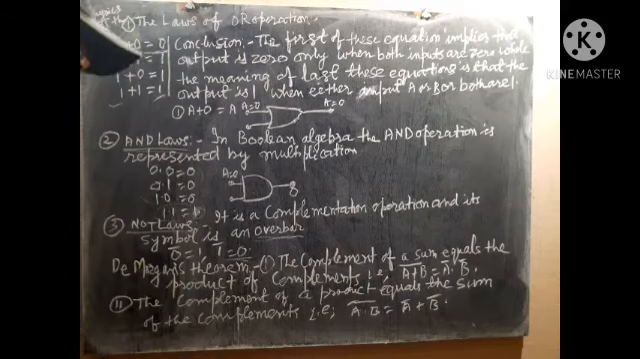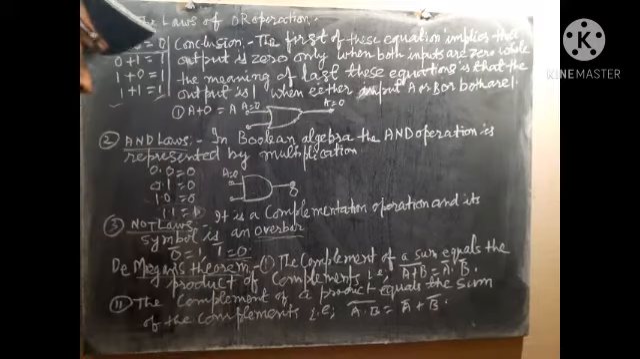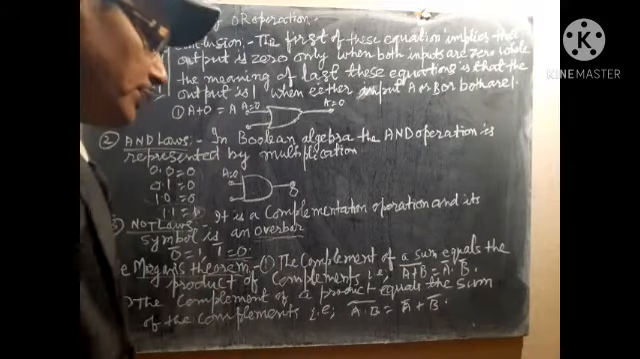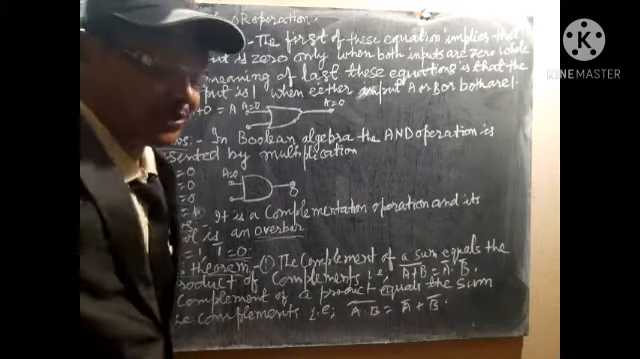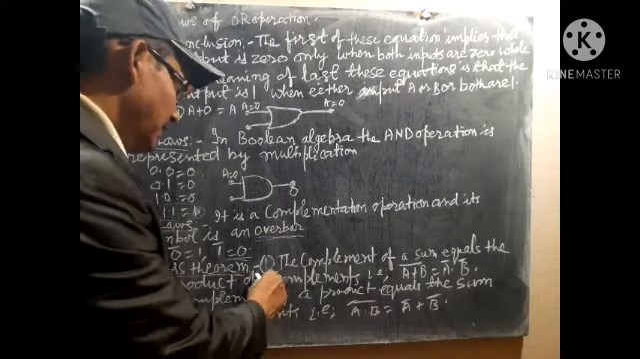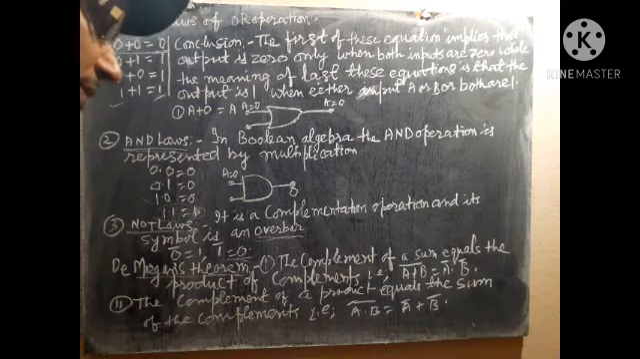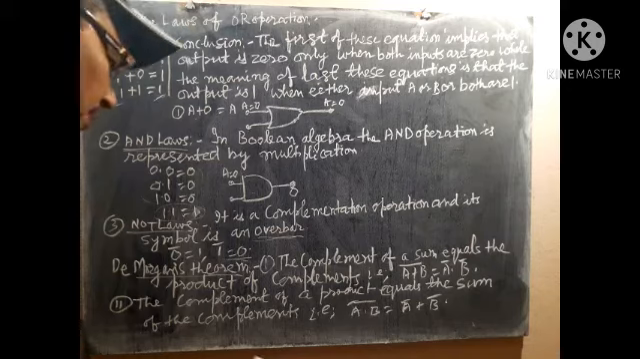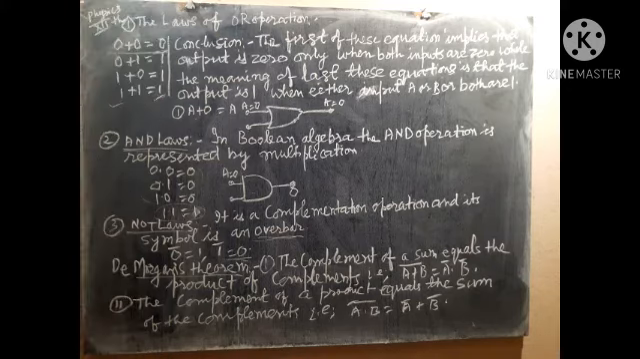De Morgan's theorem. Here there is De Morgan's theorem regarding electronics. De Morgan's theorem: the complement of a sum equals the product of complements, that is (A plus B) complement is equal to A complement into B complement. Very simple. The complement of a sum equals the product of complements, that is (A plus B) complement is equal to A bar dot B bar. The complement of a product equals the sum of the complements, just the opposite. (A dot B) complement is equal to A bar plus B bar. Okay, very simple thing. I hope you are understanding all these things.